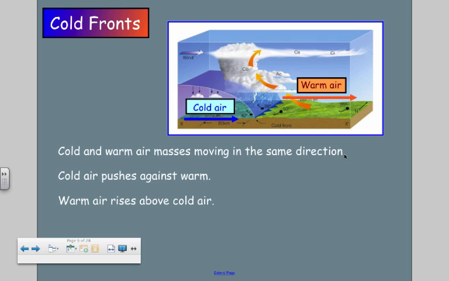So let's start off with a cold front. Now, with the cold front, the cold air mass and the warm air mass are traveling in the same direction. So take a look at the picture. You can see how the warm air mass is moving to the right and the cold air mass is moving to the right. Now, as this happens, the cold air pushes against the warm air. And the cold air mass begins to go under the warm air mass. Because remember, warm air goes above cold air. So you can see the cold air goes under that warm air, causing the air to rise up.